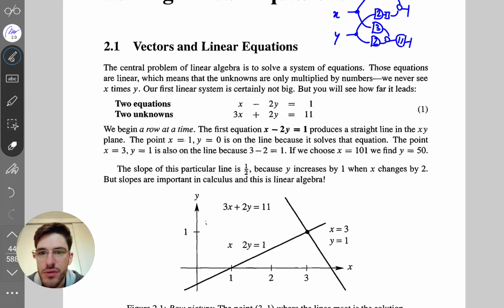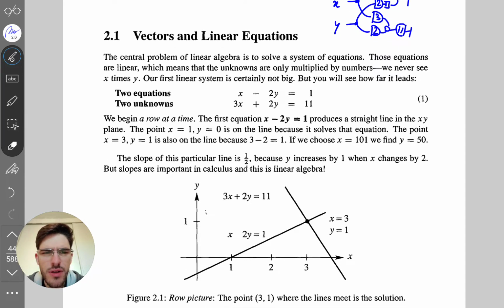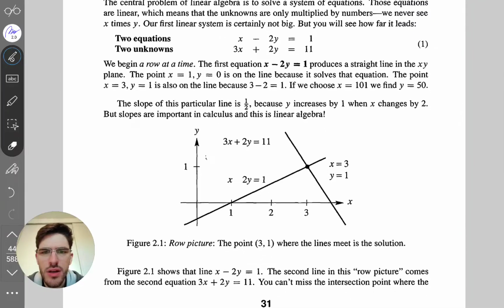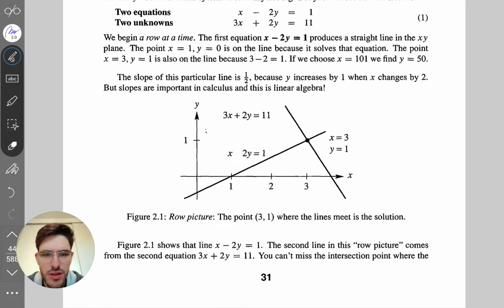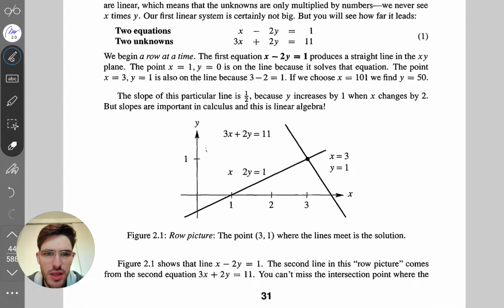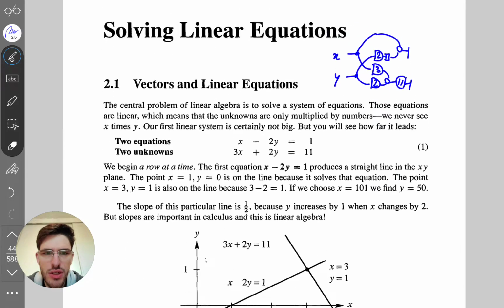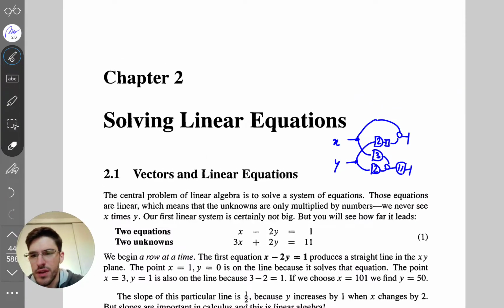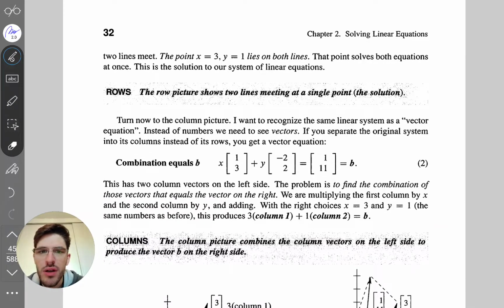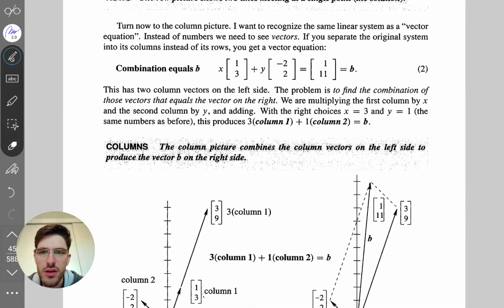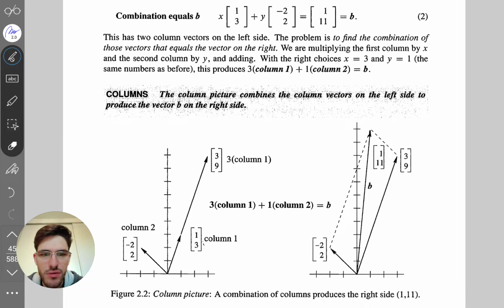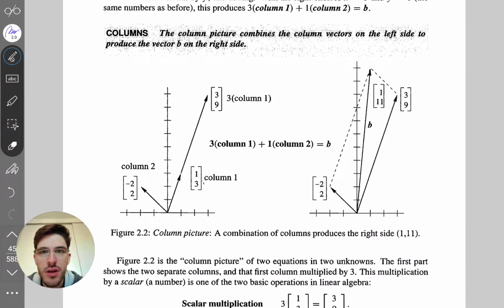Two equations, two unknowns. We begin a row at a time. Okay, they're talking about straight lines, points. Okay, so they're giving us a geometric intuition of what's happening. Fair enough. The row picture shows two lines. Okay. This is not super usable for me.